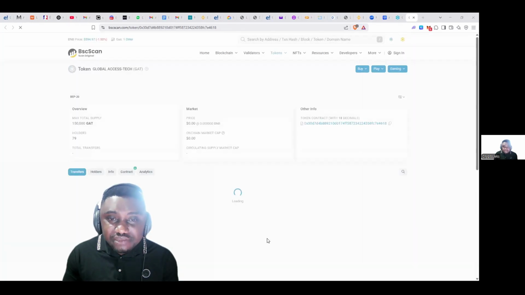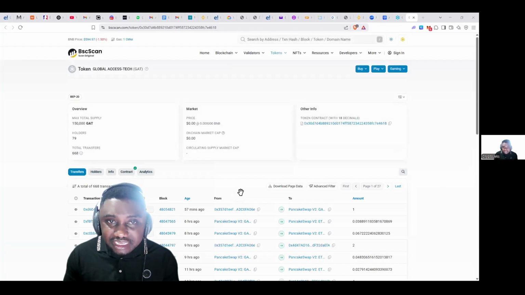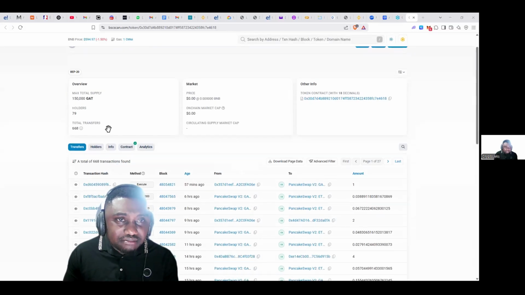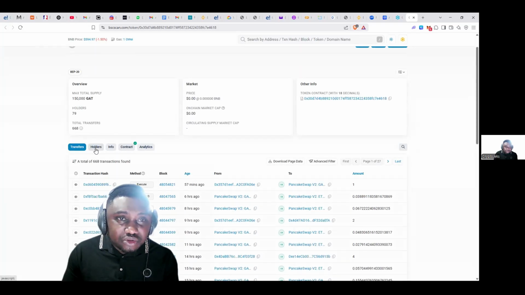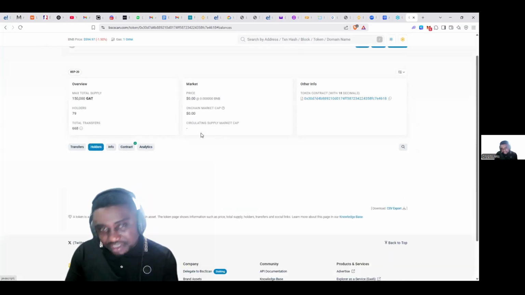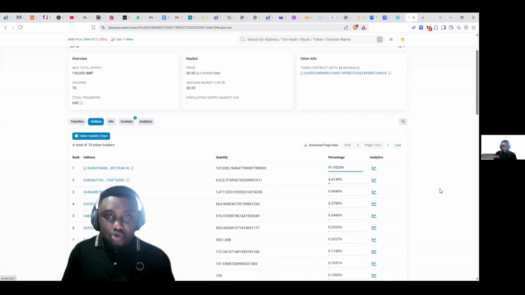So let's simply click here and view the contract. Let's look at some other things on the contract and see if we can find other red flags in it. Okay, so this is the contract. The maximum supply here is 150,000 GAT. There are about 79 orders, which is very small. We'll look at the holders now. Okay, how is this coin distributed among the holders?